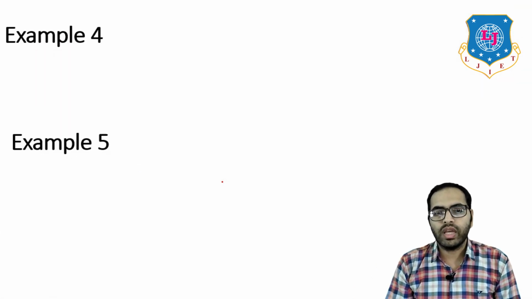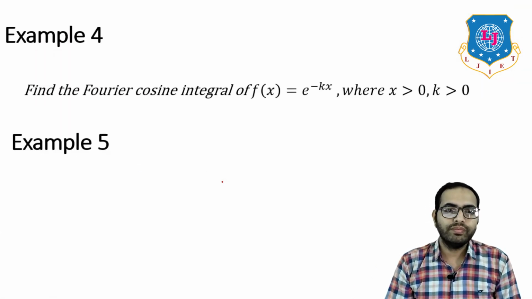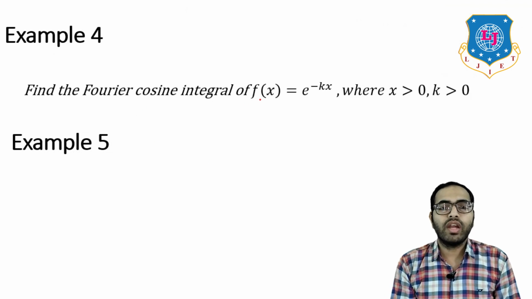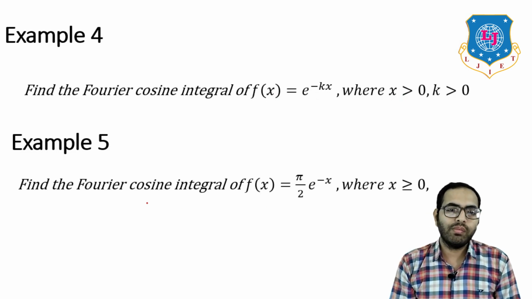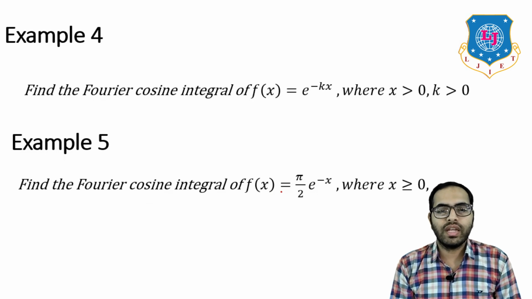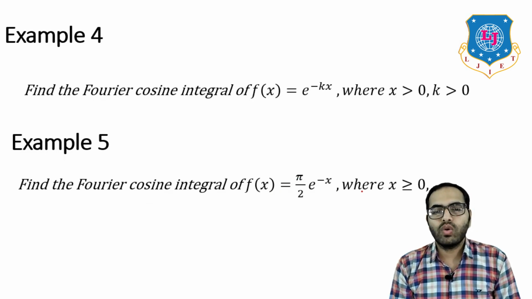Let's move to one more example. Finding the Fourier cosine integral of the function e raised to minus kx, where x is greater than 0 and k is greater than 0. Similarly, one more example: the Fourier cosine integral of the function pi by 2 e raised to minus x, where x is greater than or equal to 0.